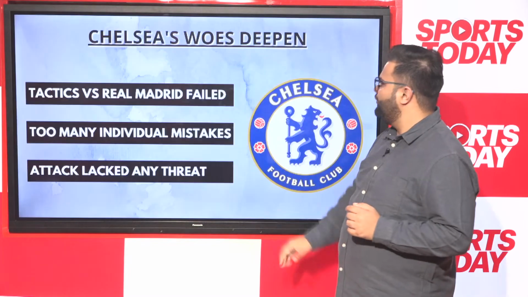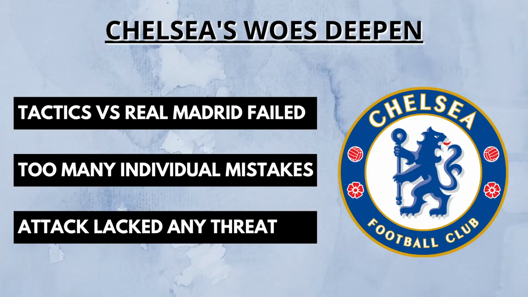Now, if we're talking about what went wrong in the larger scheme of things, it wasn't just the tactics, because I did explain why Chelsea's tactics against Real Madrid failed, and they failed miserably. Within the first 20 minutes itself, Real Madrid were making plenty of inroads through the middle as well as the wings, meaning Chelsea were vulnerable from all areas.